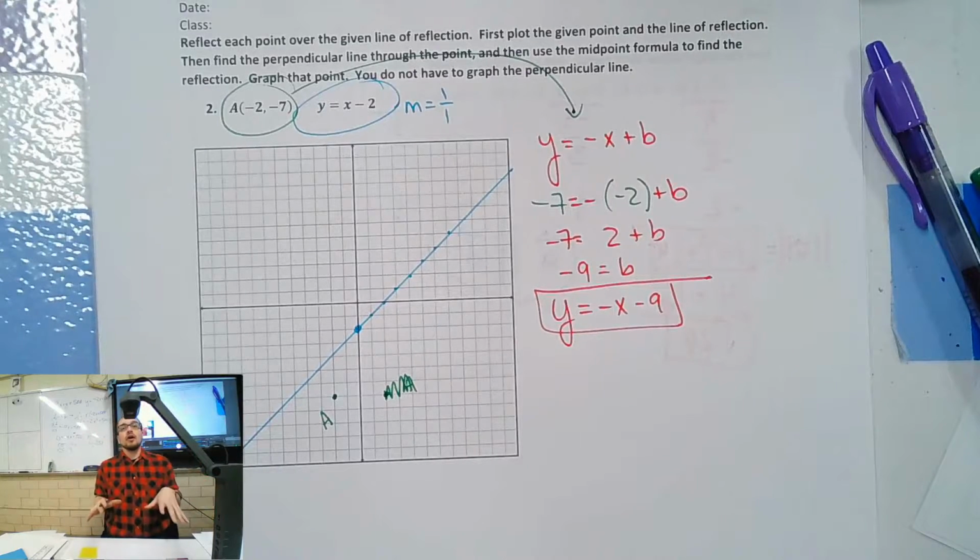How do you feel so far? I remember that. We found the perpendicular. Flip and negate the slope. Solve for b. How do you feel? Decent? Okay. Now let's graph that line.